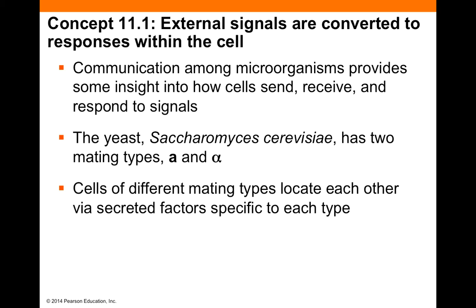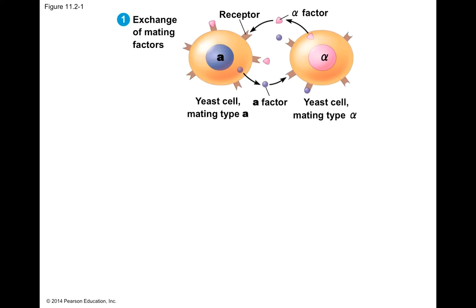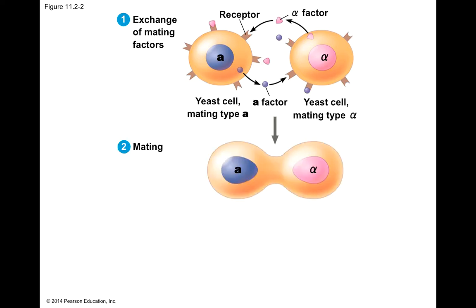Even the simplest cells and organisms have the ability to communicate with each other. And a lot of what we know about signal transduction pathways has been through studying these cells. For example, studies in yeast show that unicellular eukaryotes can identify mating partners by secreting signals. The cells of different mating factors can find each other by secreting their specific factors, A or alpha. And when the factors are recognized by receptors, the two cells will mate and produce a new yeast cell that has both mating factors.